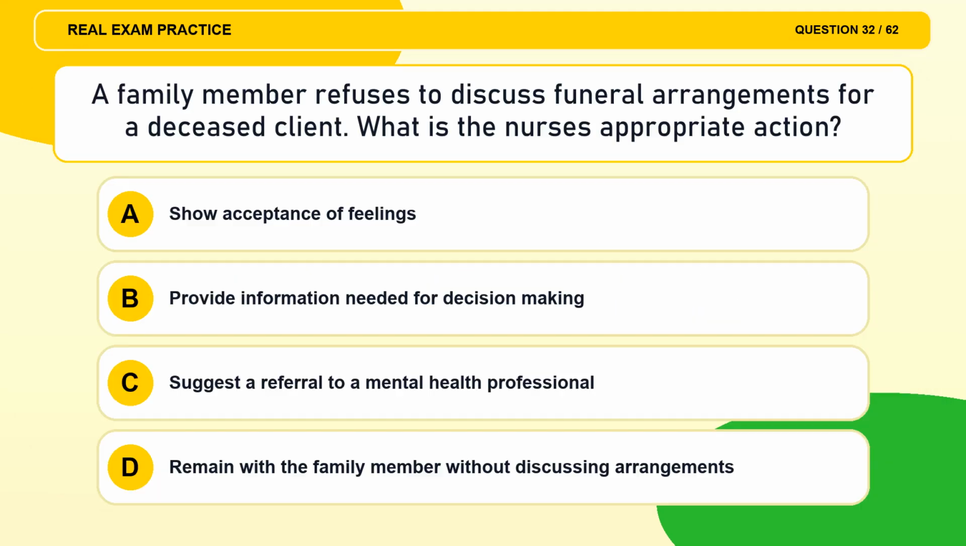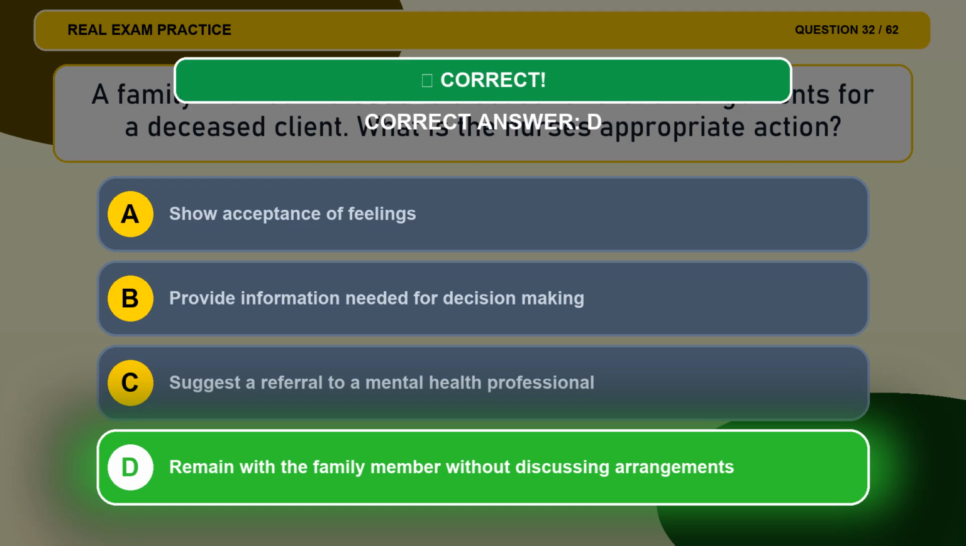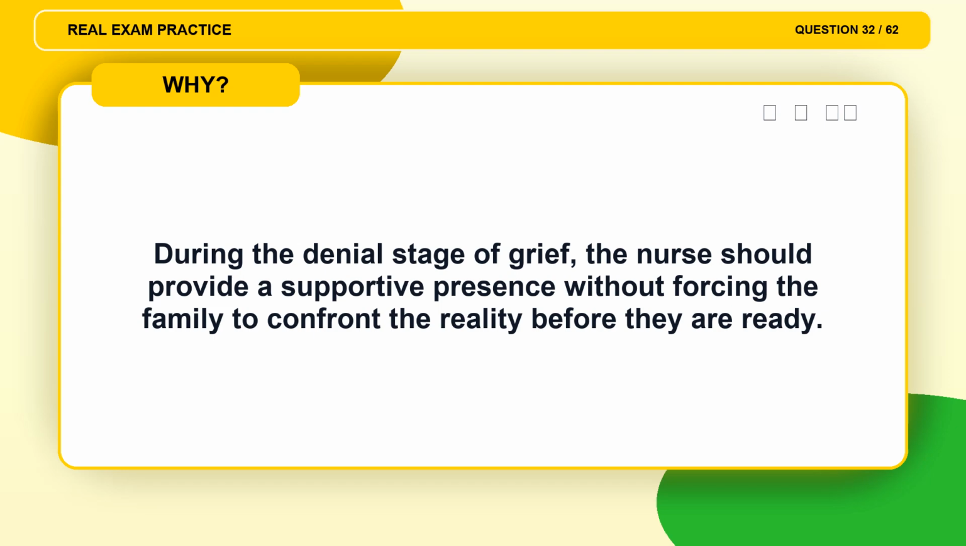Question 32. A family member refuses to discuss funeral arrangements for a deceased client. What is the nurse's appropriate action? Option A, show acceptance of feelings. Option B, provide information needed for decision-making. Option C, suggest a referral to a mental health professional. Option D, remain with the family member without discussing arrangements. The correct answer is Option D, remain with the family member without discussing arrangements. During the denial stage of grief, the nurse should provide a supportive presence without forcing the family to confront the reality before they are ready.